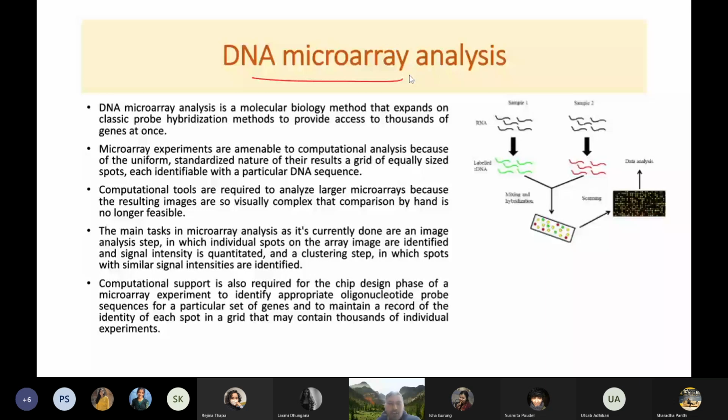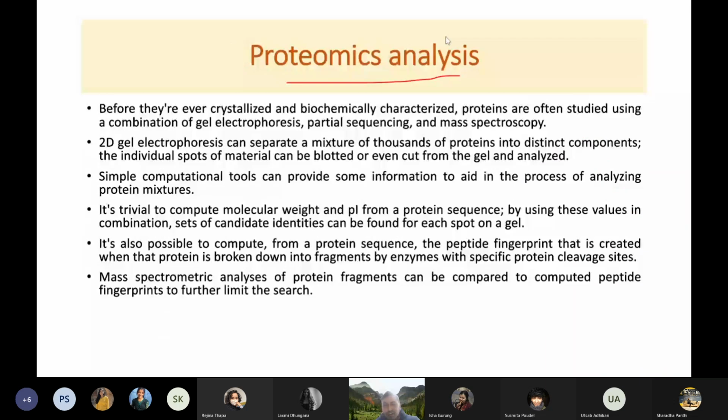So finally, we have the proteomics approach. For proteomics analysis also you need computation. So what you need to know is that proteomics is the study of the proteome, the whole set of proteins that is being synthesized. Before they are crystallized and biochemically characterized, proteins are often studied using a combination of gel electrophoresis, partial sequencing, and mass spectroscopy.